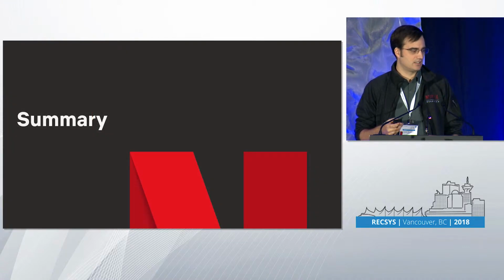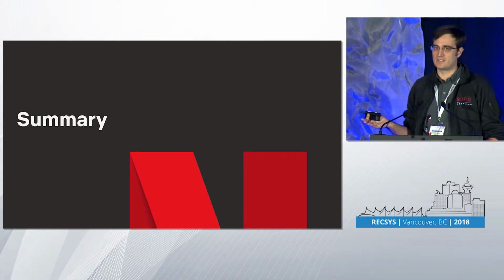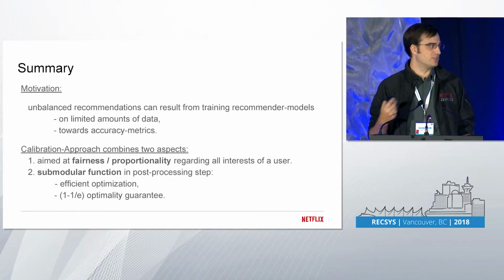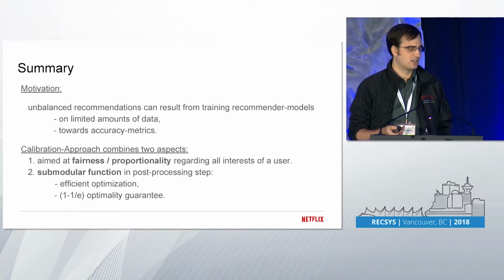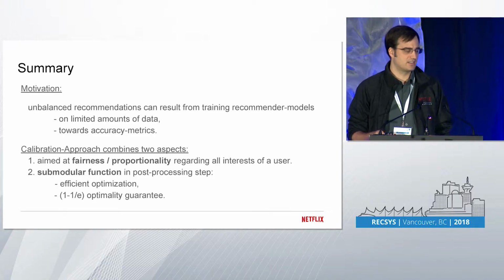So to conclude, unbalanced recommendations is a pretty typical result if you're training your recommendation models for accuracy, especially when you're dealing with limited amounts of data for each user. And calibration is able to provide fairness and proportionality with respect to the interests of the user.